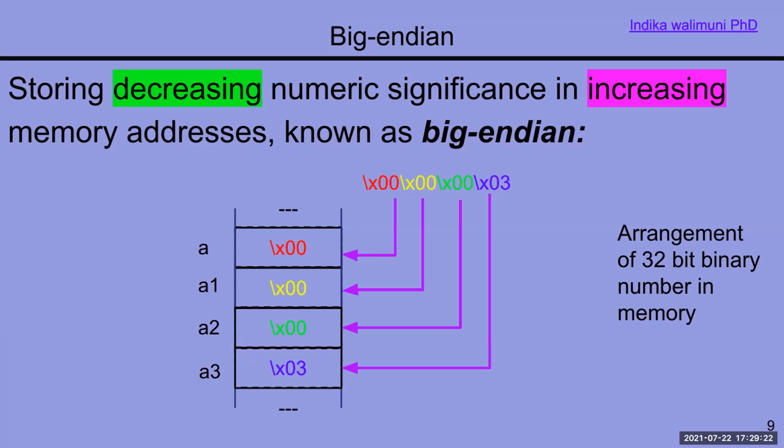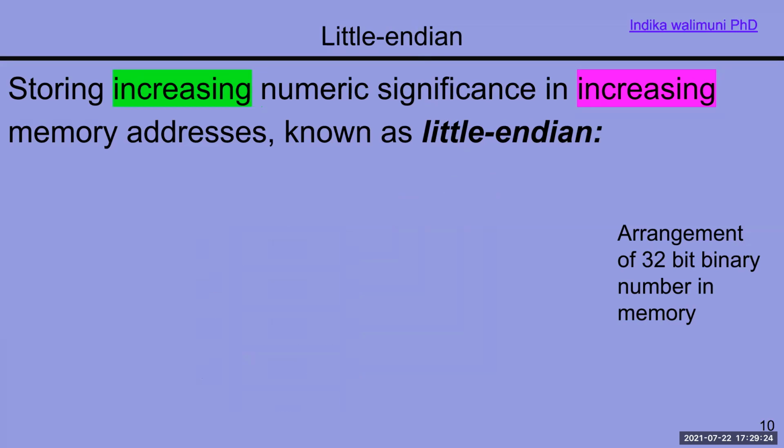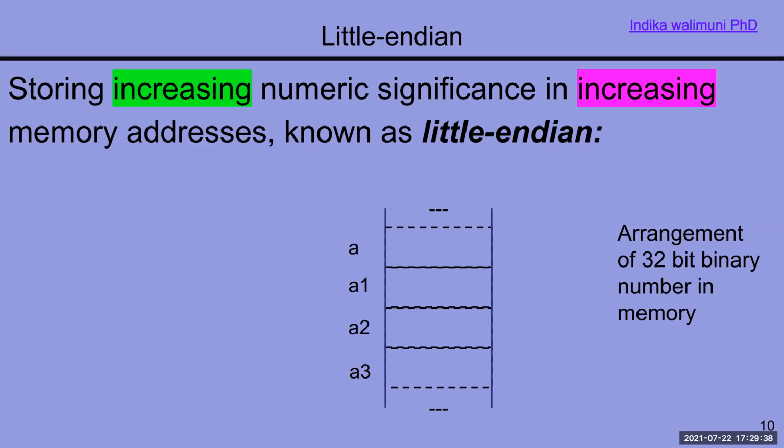All right, the next one is little endian. In little endian byte order, we store increasing numeric significance in increasing memory addresses. That's why we call it little endian. Let's look at the same scenario for little endian byte order. We have the sequentially arranged memory and our 32-bit integer, and we store it like this.